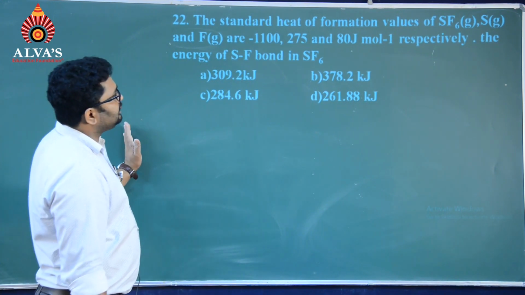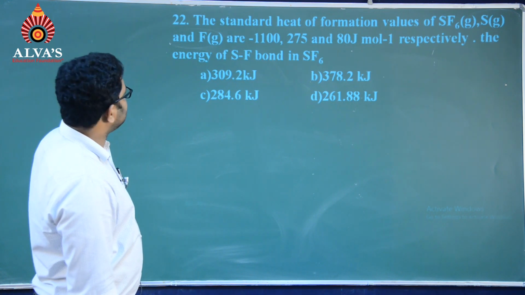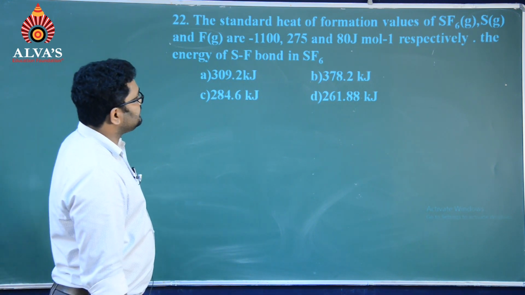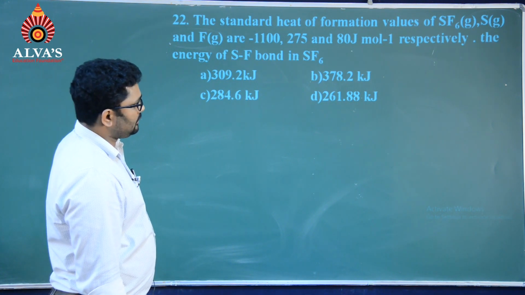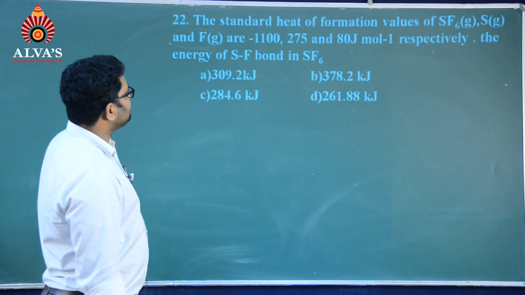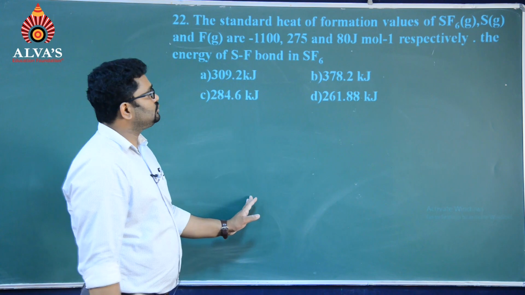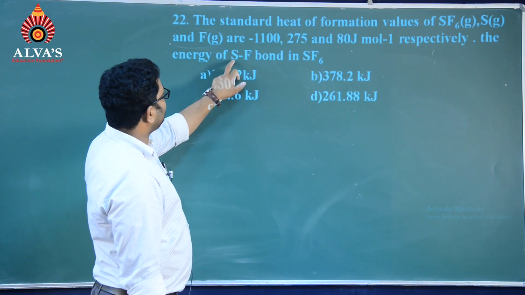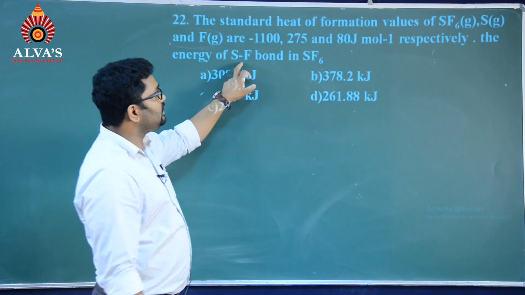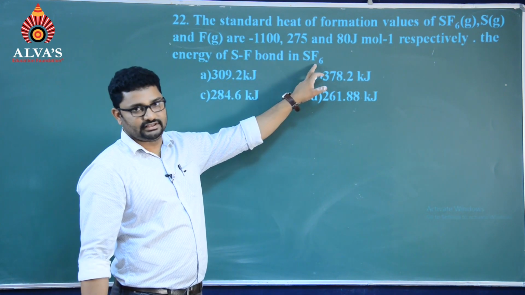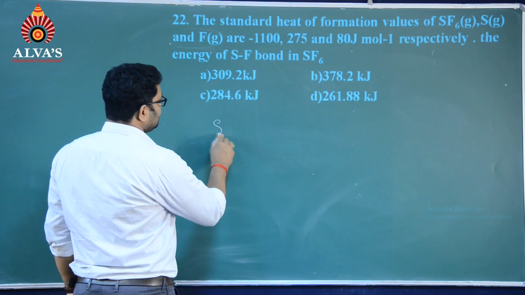Question number 22. The standard heat of formation values of SF6 gas, S gas and F gas are minus 1100, 275 and 80 joule per mole respectively. The question is to calculate the average bond energy of SF in SF6, because we have 6 SF bonds in SF6. Let's write the equation first, students.